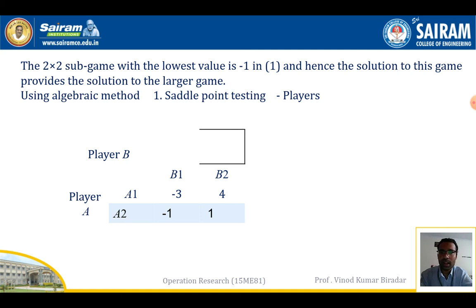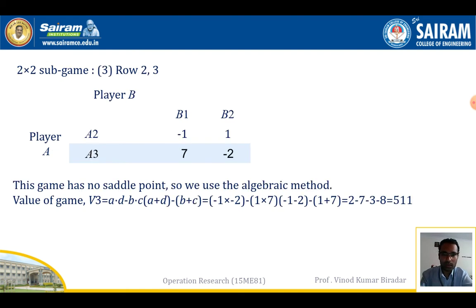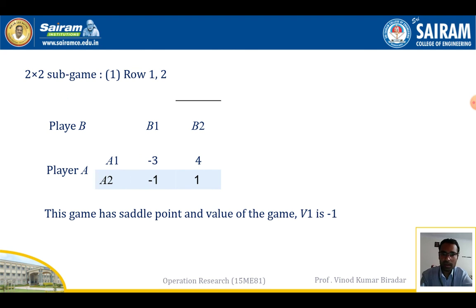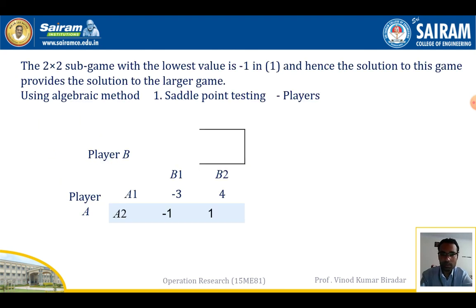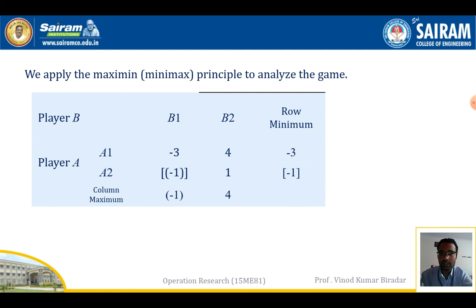Therefore, using the algebraic method, the saddle point is minus 3, minus 1, 4 and 4. Our aim is to find the 2 by 2 matrix, and we calculated all the values of the game. Here the least value is minus 1, so for that we have to consider that row. So here: minus 3, 4, minus 1, 1. Once you have got this 2 by 2 matrix, then it is very easy to solve: apply the maximin minimax principle.